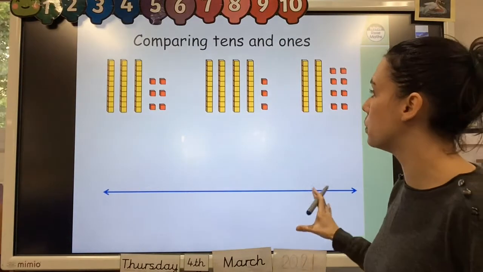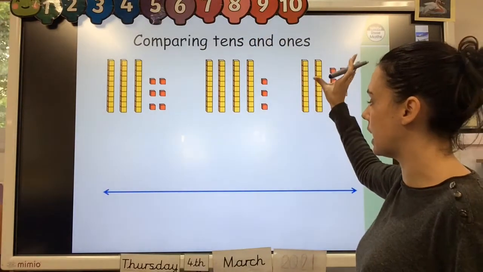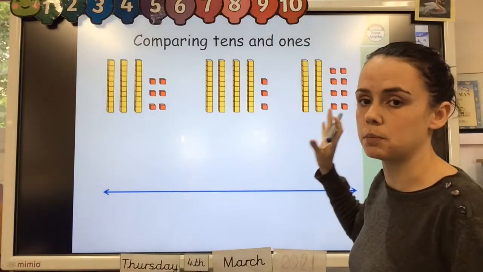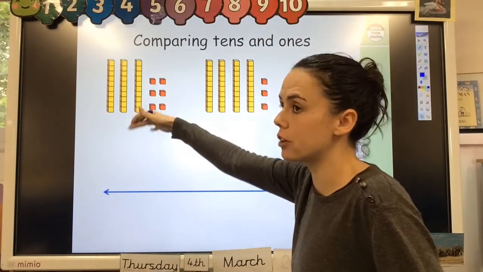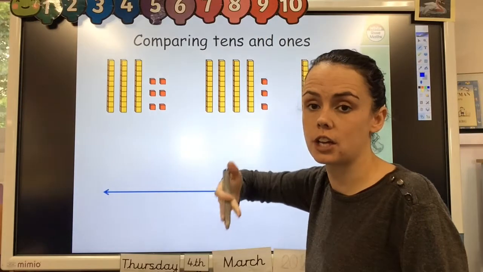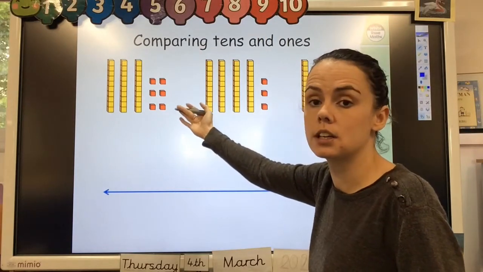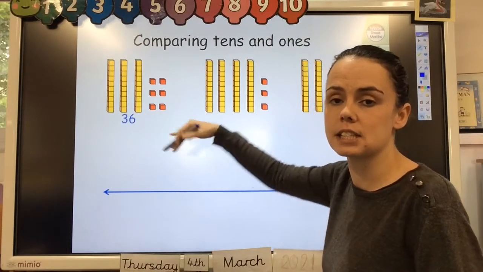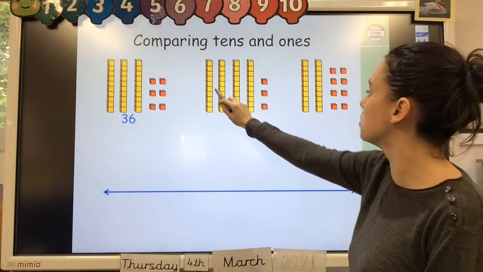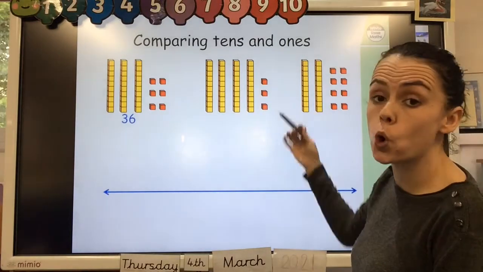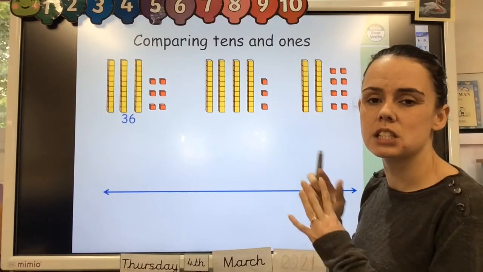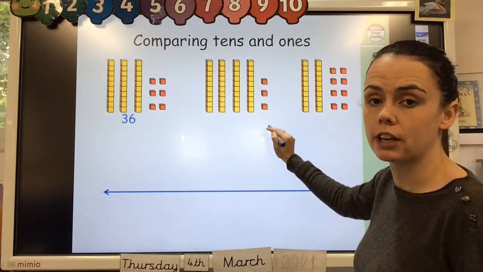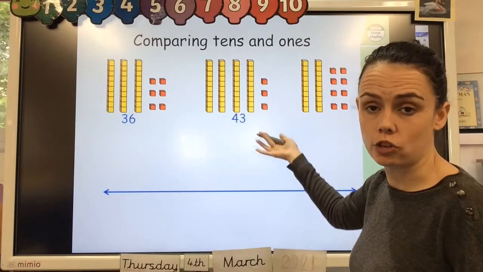So this time we are going to be comparing our tens and ones again, and let's work out which number this is this time. So this one has got 3 tens, which is 30, and how many ones? 6. So 30 and 6 is 36. This one has got 1, 2, 3, 4 tens. What's 4 tens? 10, 20, 30, 40. And how many ones? 3. So it's the number 43.